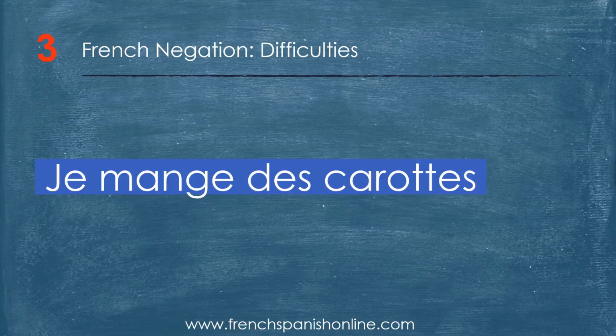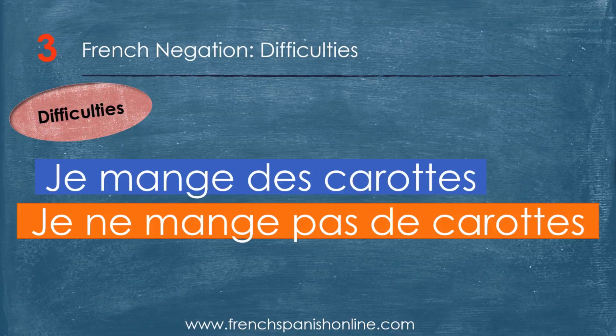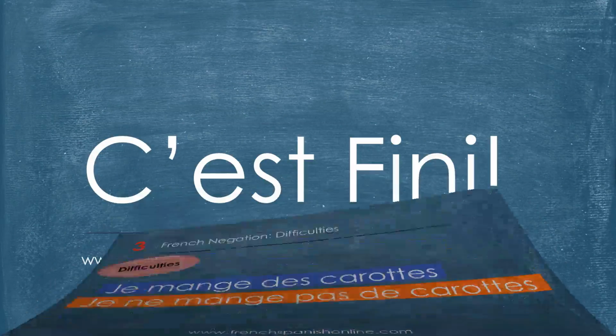Je mange des carottes. Now, the same thing for plurals. So here, des is the contraction of de les. You want to say that you eat some carrots. So the negative form is je ne mange pas de carottes. Again, the definite article, the plural form, les, disappears here. Je ne mange pas de carottes. So remember that when you've got a quantity of something in the negative form, it is de in French, pas de. And that's one of the difficulties we've got in this negation.